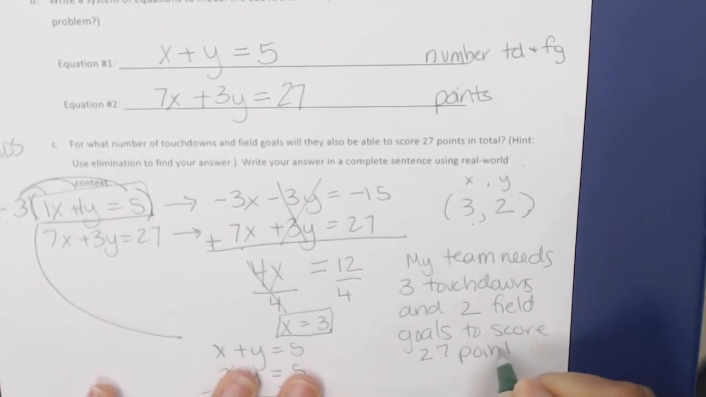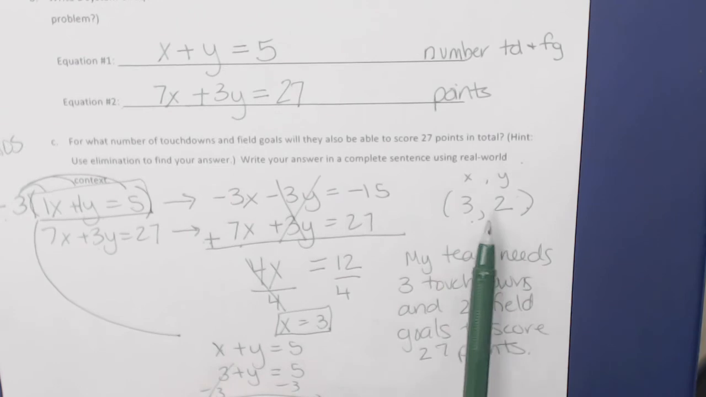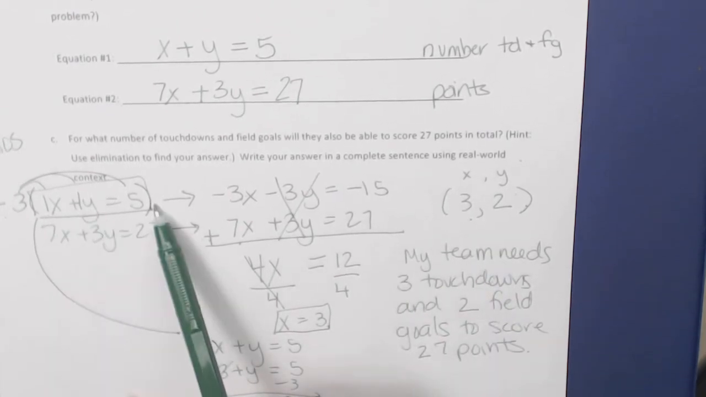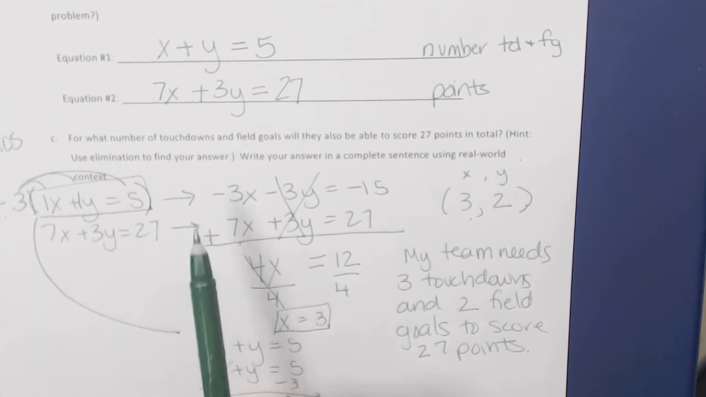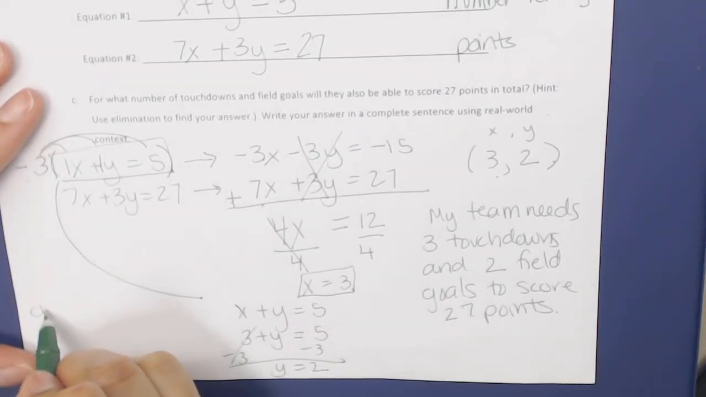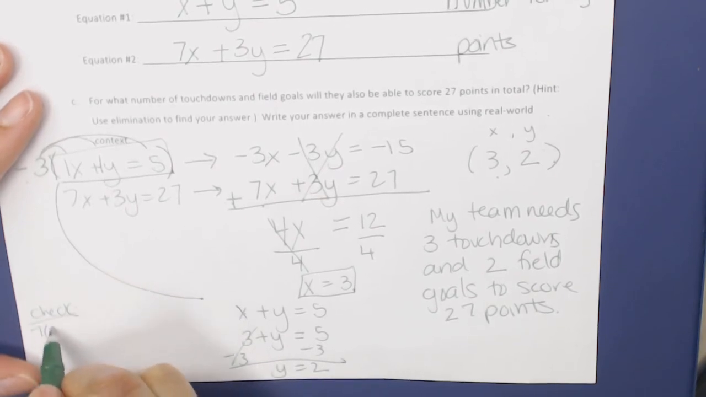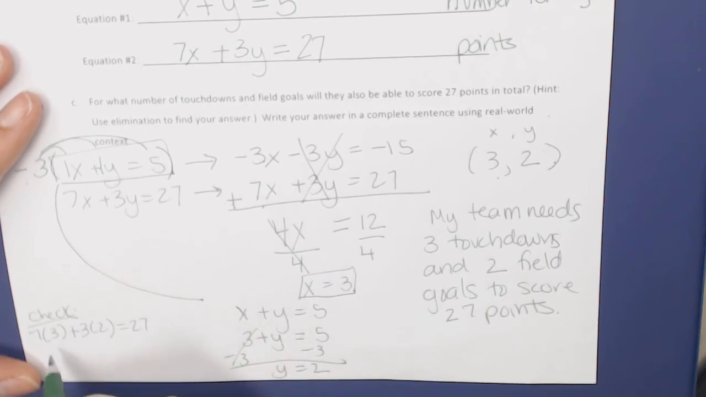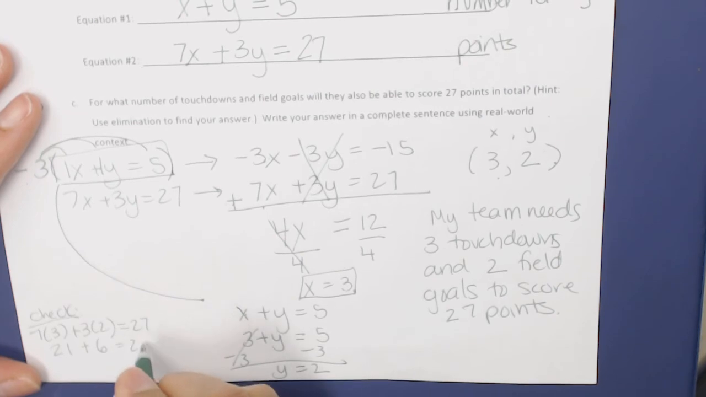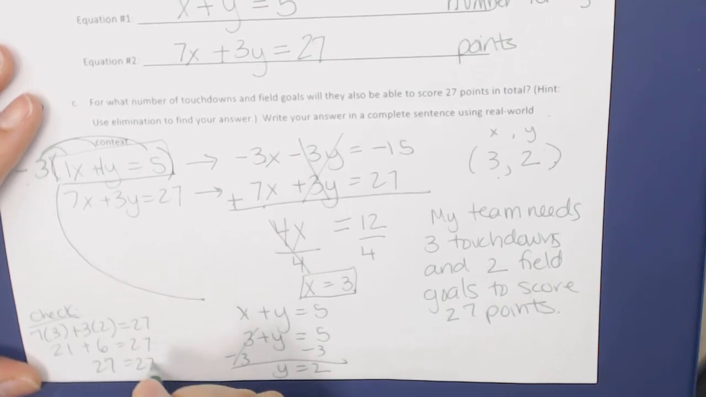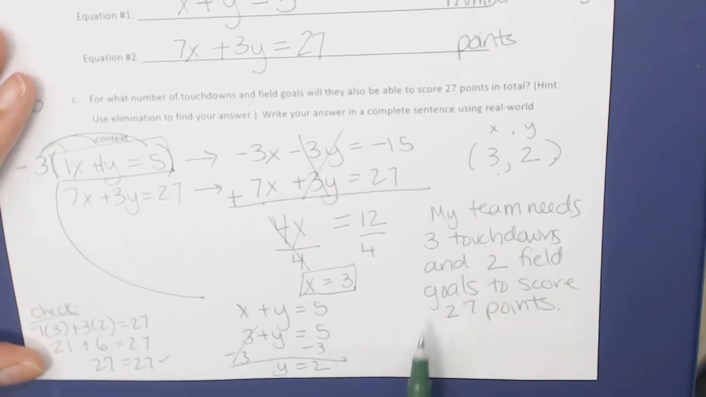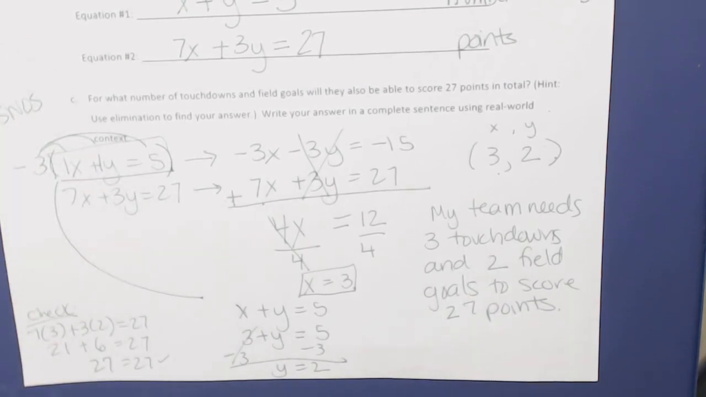And if you want to check that, all you do is put 3 and 2 back in for x and y. 2 plus 3 is 5. And you can put 3 and 2 in here too. So if we want to check it over here, just a little check: 7 times 3 plus 3 times 2. All I'm putting in is x and y. I get 21 plus 6, and 21 plus 6 is 27. So I did do my work correctly. My team does need 3 touchdowns and 2 field goals to score 27 points.